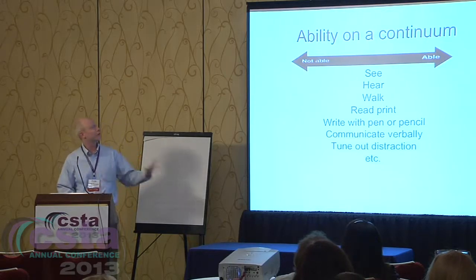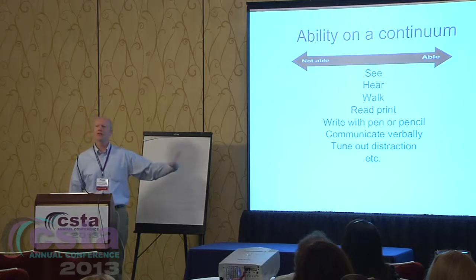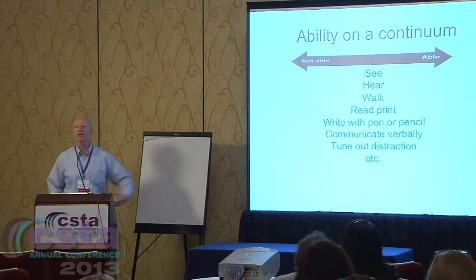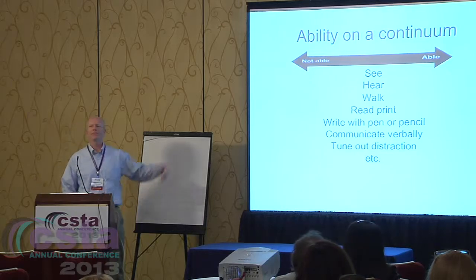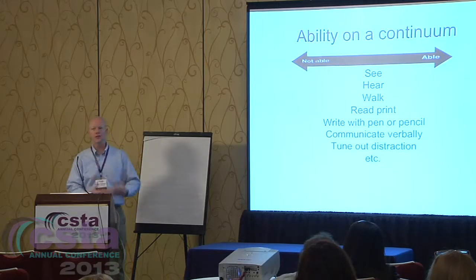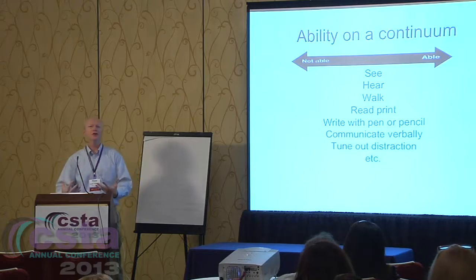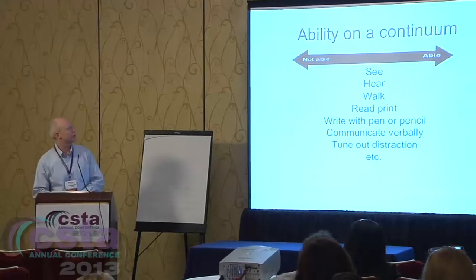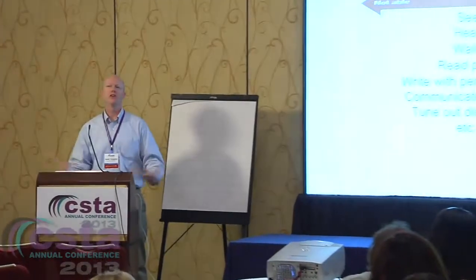Ability to read print, write with pen or pencil, communicate verbally, tune out distraction, et cetera. We could go on and on. And ability really is defined with each of these functions and on a scale. So there is no disabled, not disabled. It's just this mesh of people with different characteristics. And we all access computers, we all use technology, again, in very different ways, depending on where we fall and what the function is that we're trying to perform.